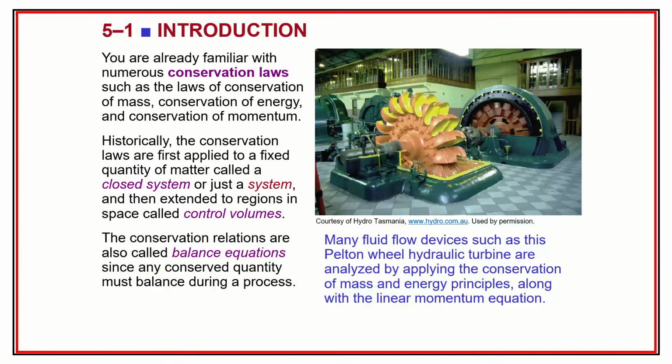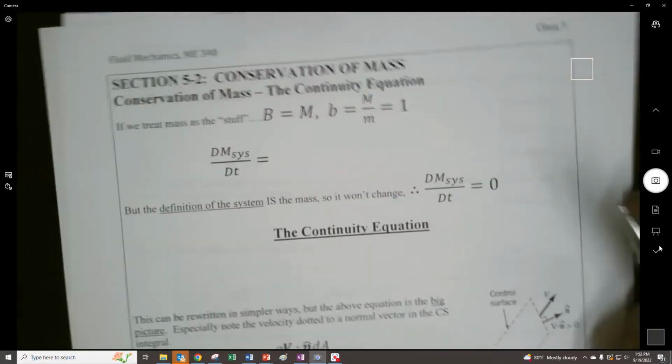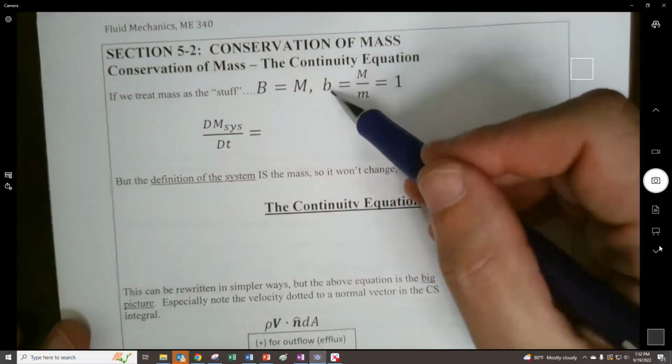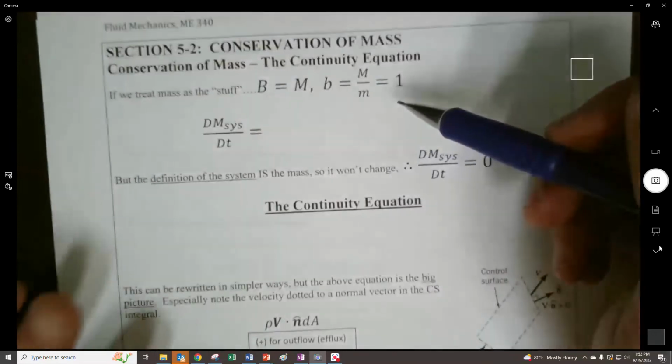So the main thing that we want to look at first is the conservation of mass, aka the continuity. In this case, the big B is going to be equal to mass. And so maybe I should move on to this. So the big B is, I put a big M right in there. So little b is m per m, or just equal to 1.